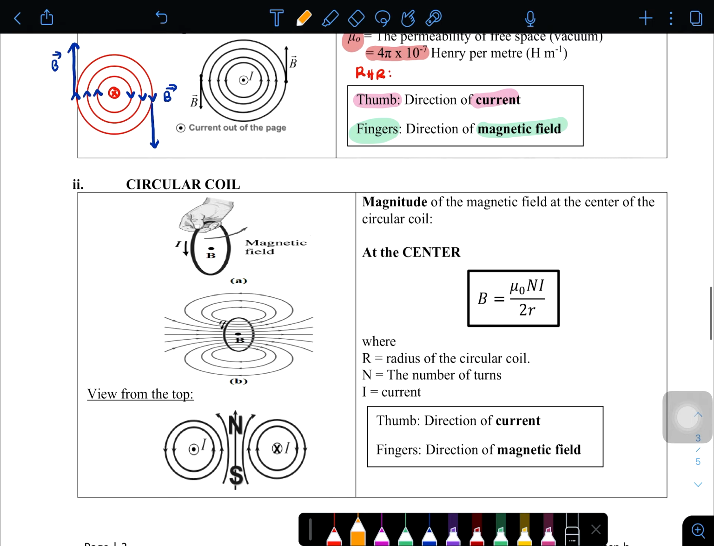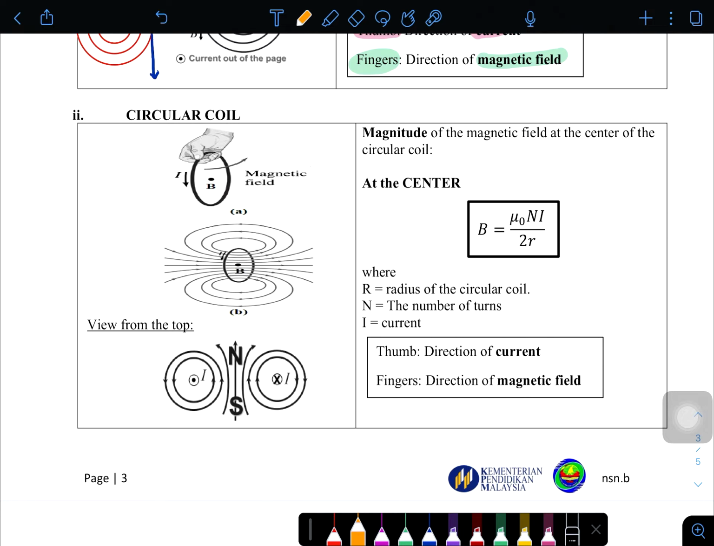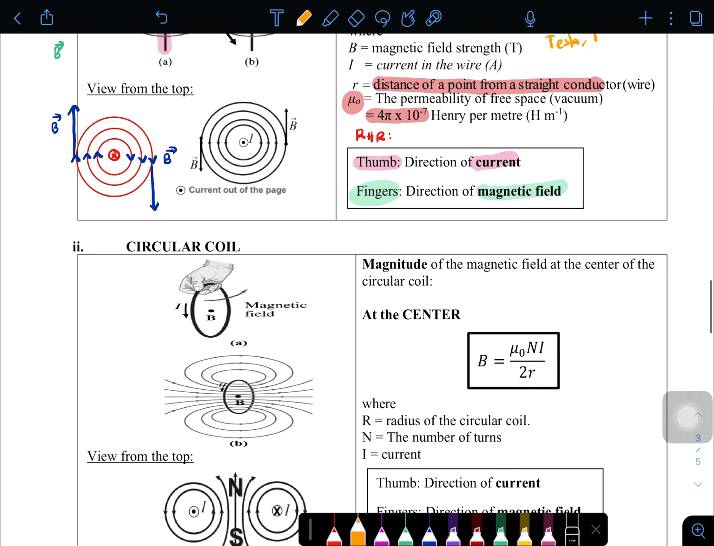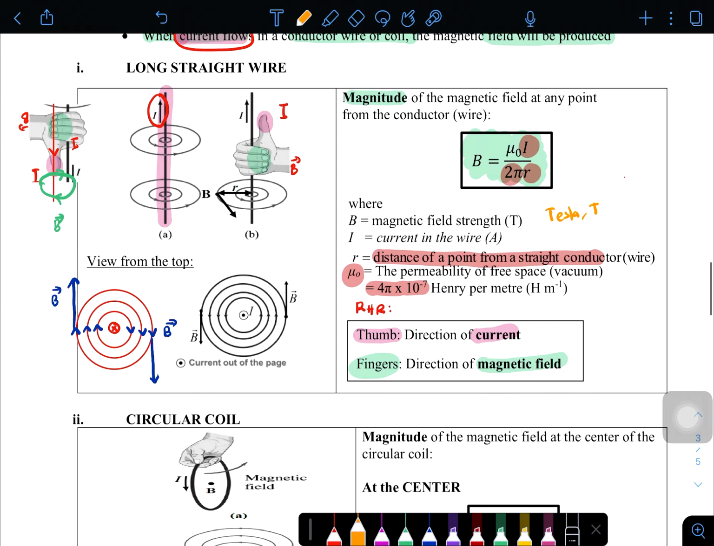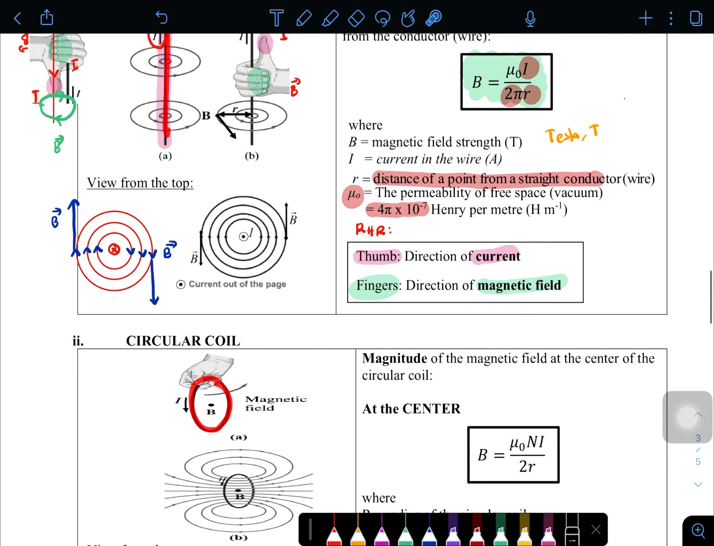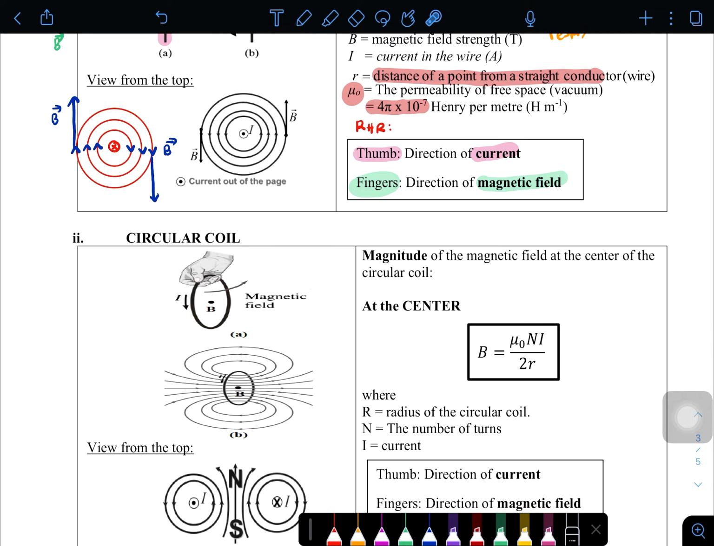The second one, kita ada circular coil ataupun coil yang bulat, which is dia sebenarnya konsep yang sama dengan long straight wire, cuma long straight wire dia lurus. Sekarang wire yang lurus ni kita bulatkan dia menjadi coil. Okay, so for coil, circular coil, to find the magnitude of saya punya B, we are using this formula. B equals to mu naught Ni over 2R. And for coil, kita menggunakan at the center. So bila at the center, N kita equals to 1.